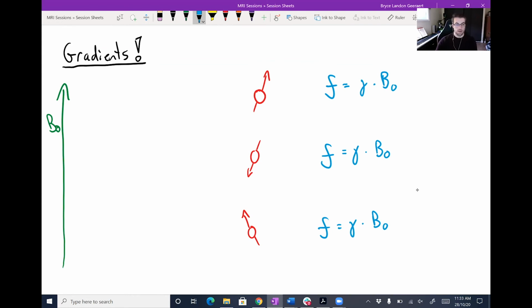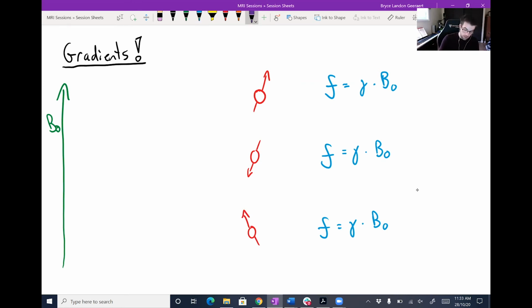Now, if we record signal after we tip these guys, we're going to get that FID curve, and we're going to know there are 3 hydrogen atoms contributing to our signal. We can figure that out from the amplitude of our free induction decay curve, but we don't know where the signal is actually coming from unless we add gradients to our MRI sequence.